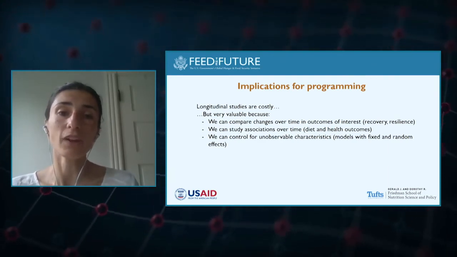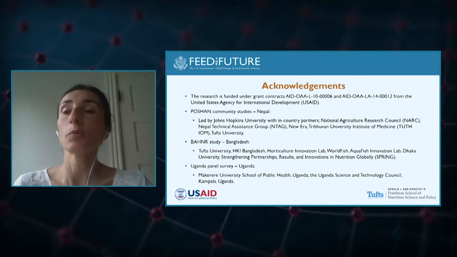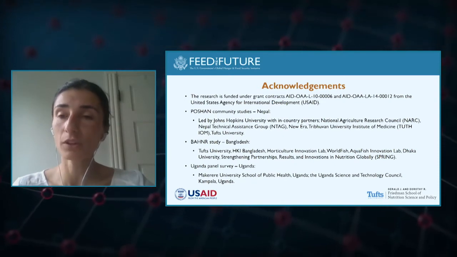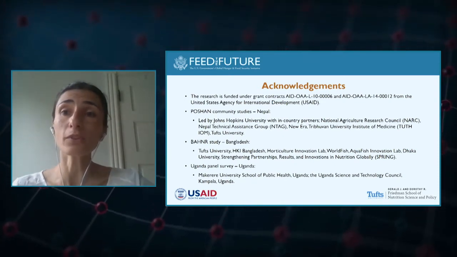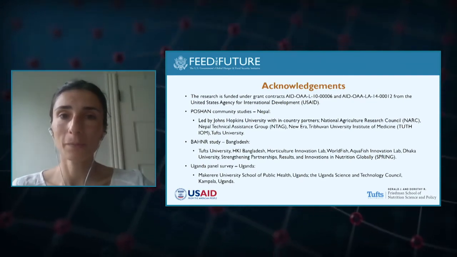And finally, I want to say that the models that we can use to draw inference are much more precise. We can include the fixed effects, random effects. We can control for things that are not observable if we have variation over time.